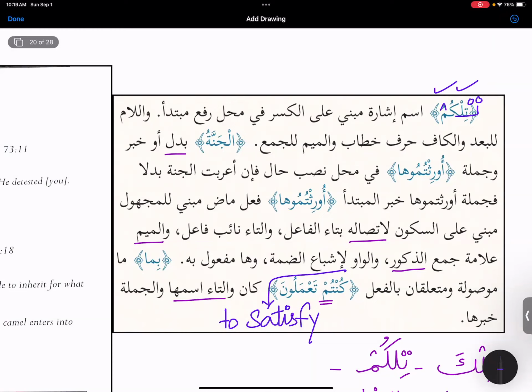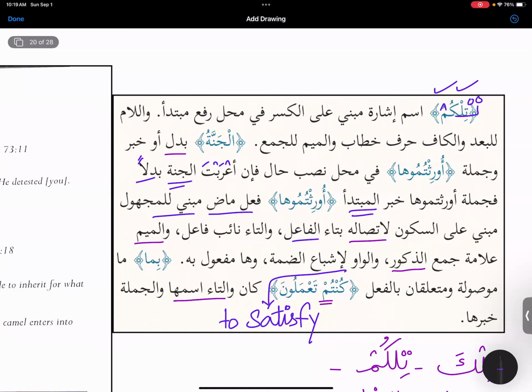They are saying fa in arabta, if you do irab al jannata as badlan, fa jumlata uristumuha would be the khabar of mubtada. Agar hum unko mubtada lenge to fir iska khabar ho jayega. So, uristumuha is fail madi, mabni lil majhul, mabni ala sakoon, li ittisali bi ta as fail.